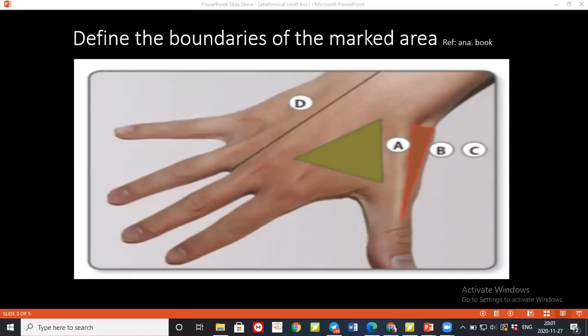What is another name for this space? Is there any other name? Not this one. Okay, this red one, please. Can you tell me? Yes, ma'am. This area is called anatomical snuff box, ma'am.